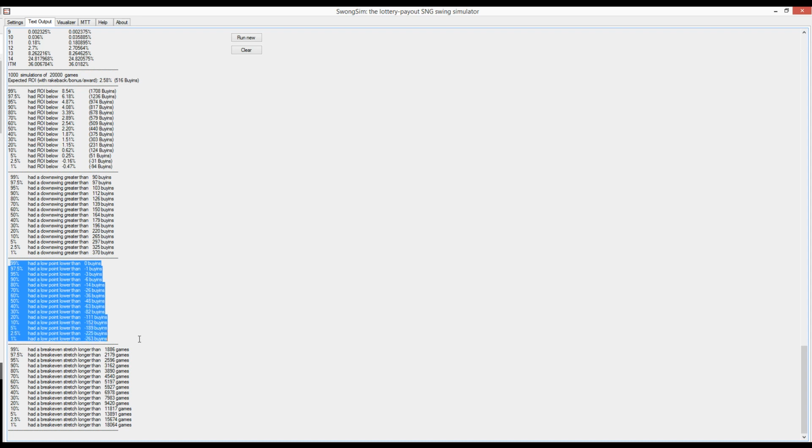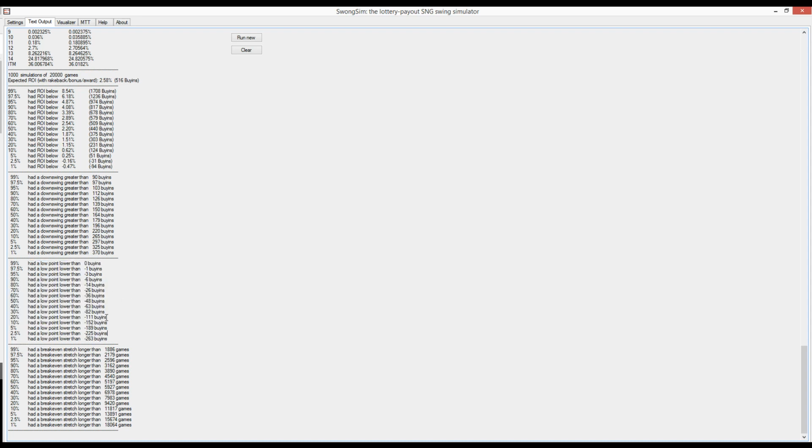This is your chance of losing a bankroll of a certain size. So if this player had maybe a 100 buy-in bankroll, you can see that this is predicting that you're going to be losing your 100 buy-in bankroll more than 20% of the time, but less than 30. And it also gives a break-even stretch.